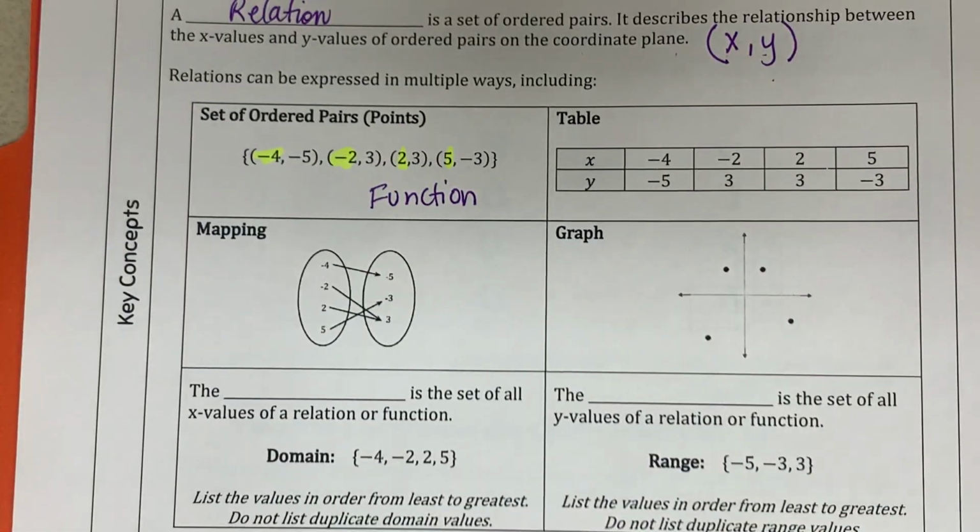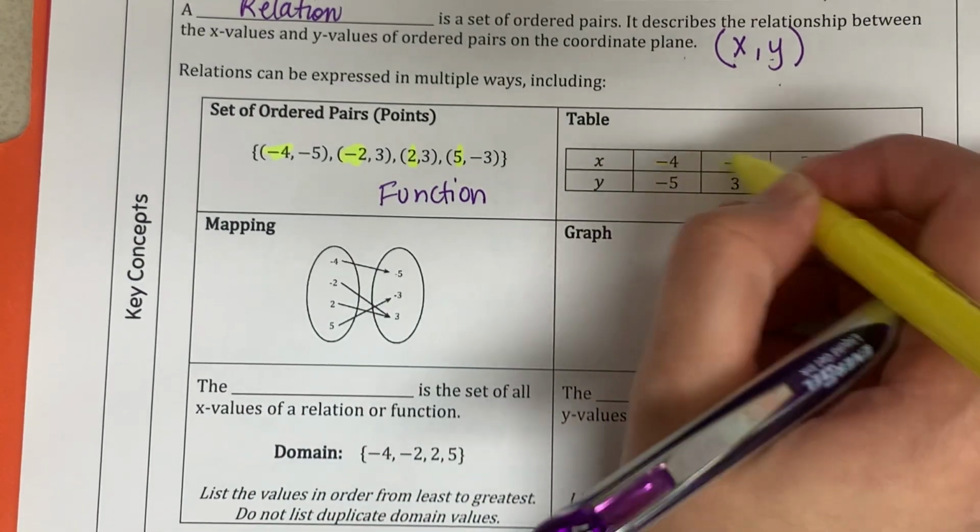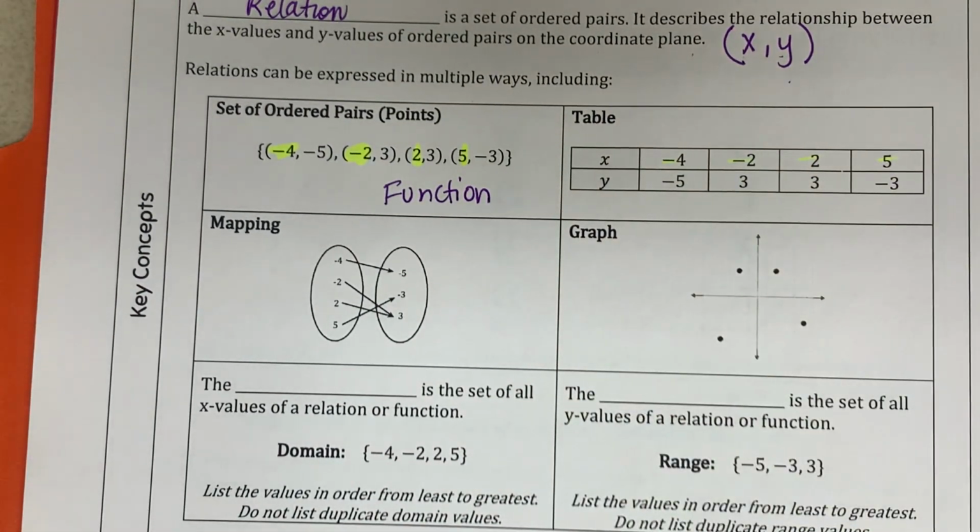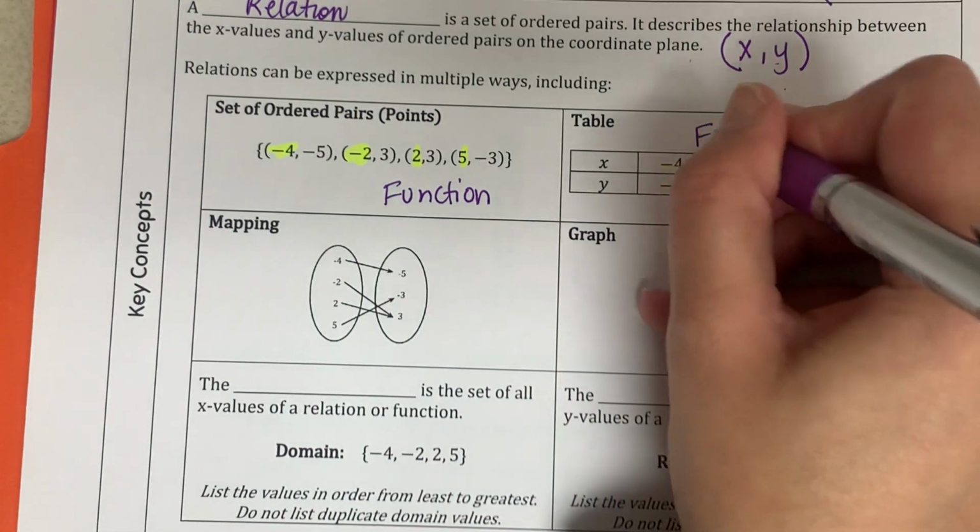Tables are easy as well. You just have to look for the x values. All of them are different. It's a function.